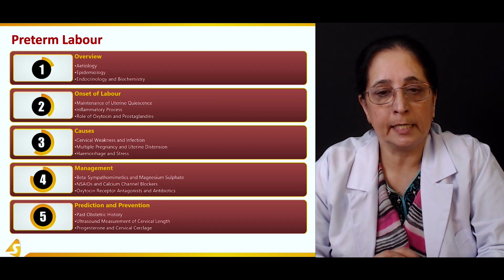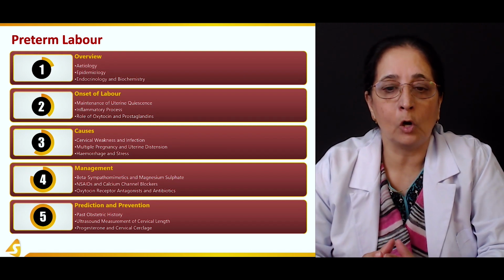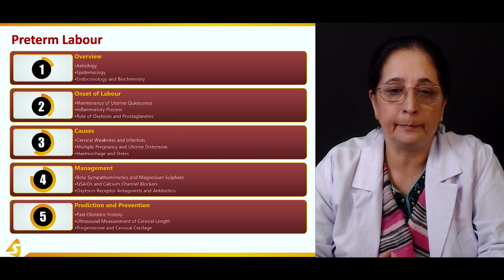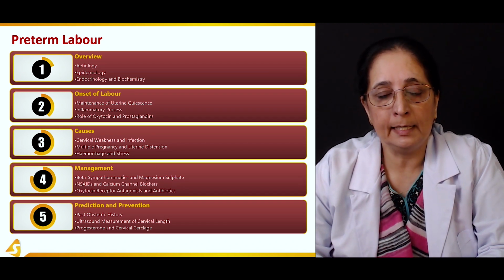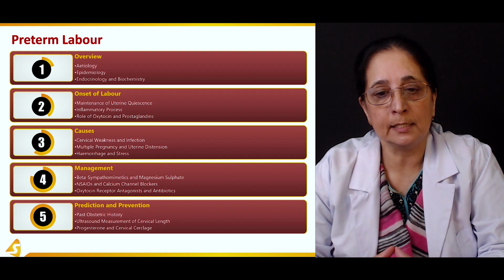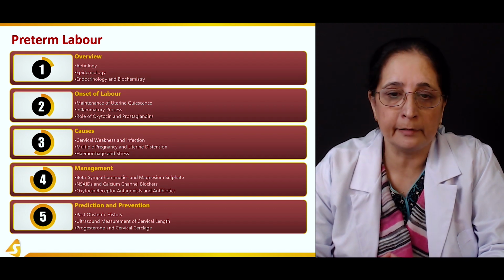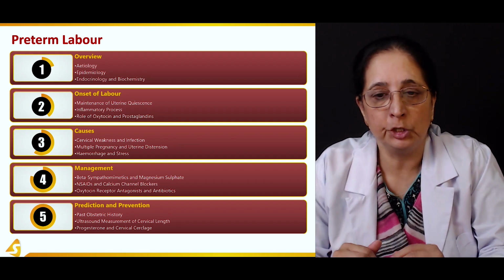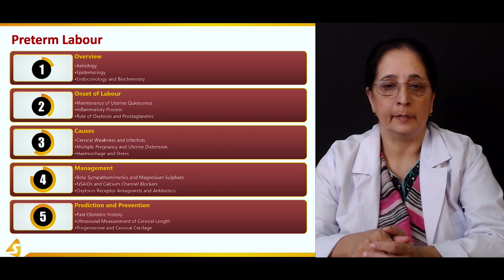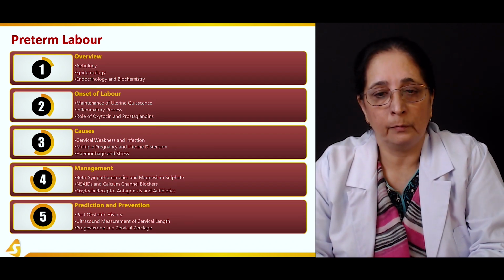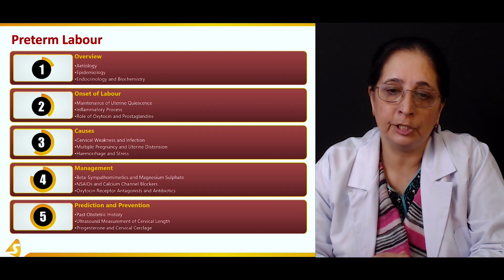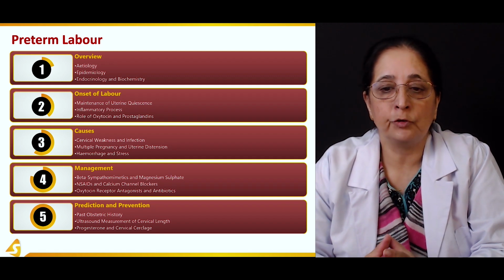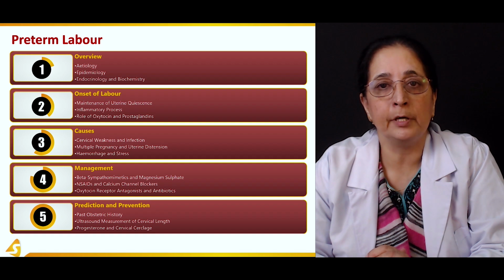Then in the third section, we will talk about the causes of preterm labor, in which mainly we will talk about the weakness of the cervix and different infections that can lead to preterm labor, and also what's the effect of hemorrhage and stress and uterine distension on the preterm labor.